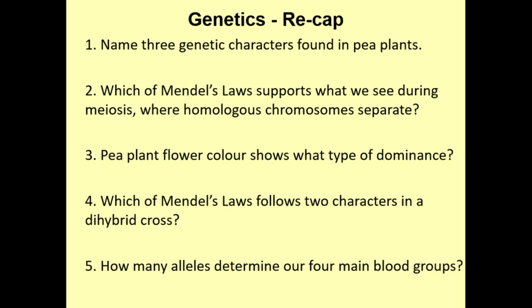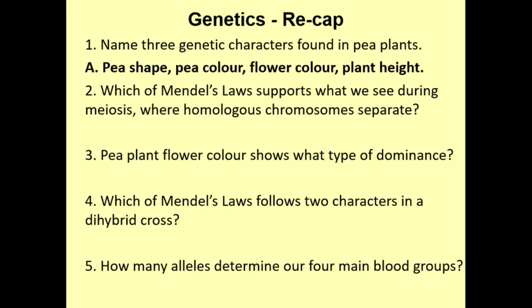Okay, welcome back. Hopefully you managed to get some answers for those. Let's go through them together. So number one, name three genetic characters found in pea plants. Well, we looked at several, didn't we? But you could have had pea shape, pea color, flower color, plant height. You could also have had flower position, seed shape, pod shape and pod color as well. So there are quite a few to choose from. Number two, which of Mendel's laws supports what we see during meiosis, where homologous chromosomes separate? Well, that was the law of segregation, Mendel's first law.